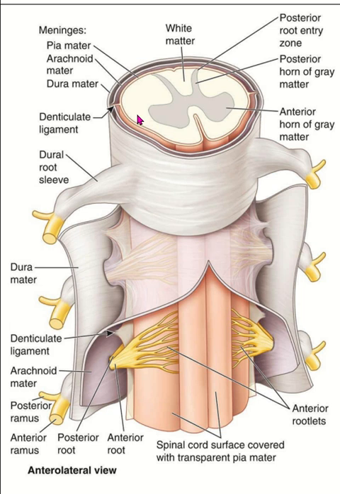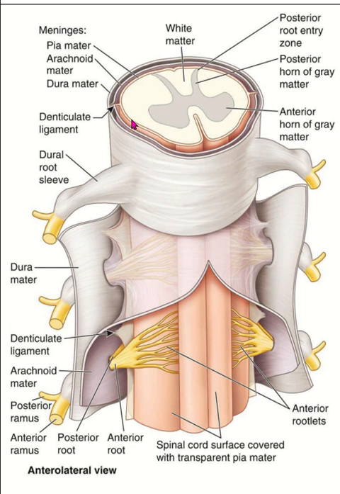So this is the outer white matter and inner gray matter. This is the anterior horn of the gray matter, wider than the posterior horn, and the posterior horn is narrower, and it extends the whole length of the white matter.